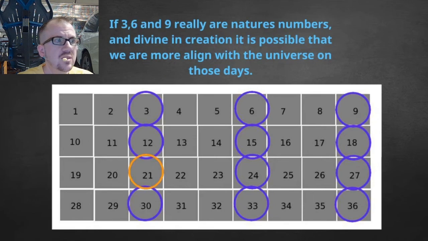All right. If 3, 6, and 9 really are nature's numbers and divine creation, it is possible. I'm not saying it is a fact. I am saying it is possible that you are more aligned with nature, you are more aligned with space, you are more aligned with the universe on these days. All right.